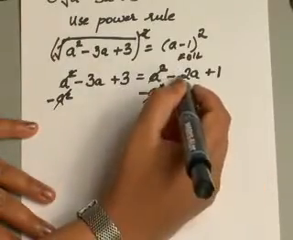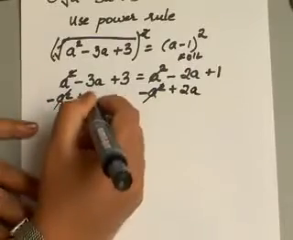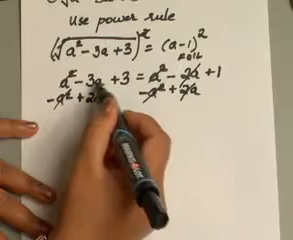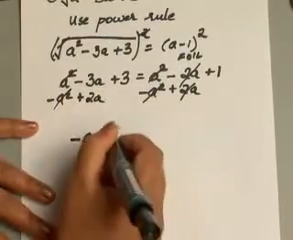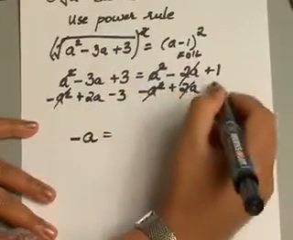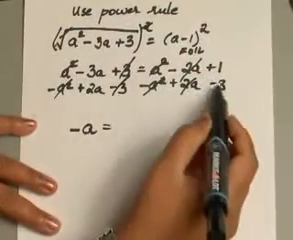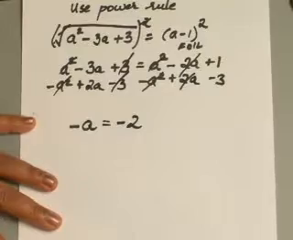We'll go ahead and move our 2a on this side next. So once we move our 2a, you end up with negative 3a plus 2a, which will give you negative a. Okay, and how about we take the 3 over to the other side? So 1 minus 3 will give you negative 2.